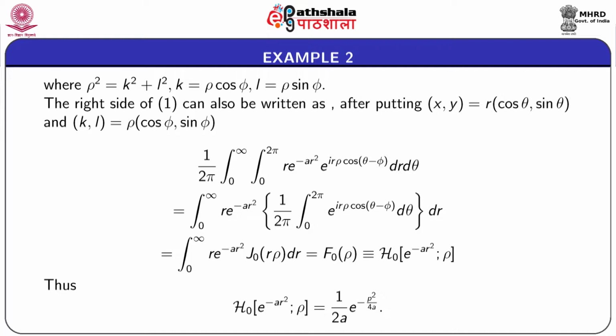The second method is that the right hand side of 1 can be written after putting x, y as r cos theta and r sin theta, and k, l as rho cos phi and rho sin phi. We get the right hand side of 1 as 1 by 2 pi integral from 0 to infinity integral from 0 to 2 pi r e to the power minus a r square e to the power i r rho cos(theta minus phi) dr d theta.